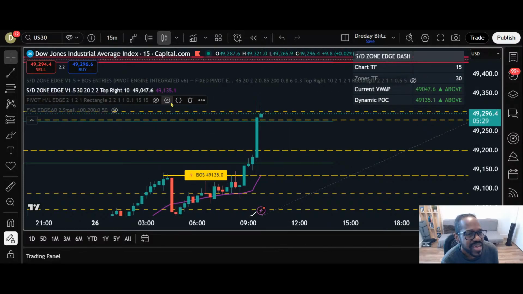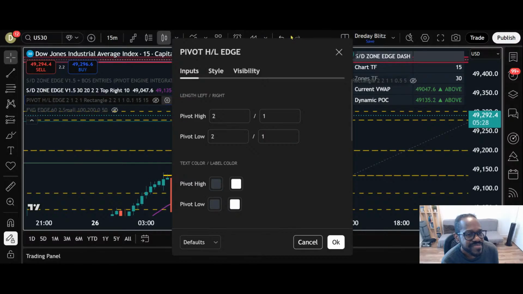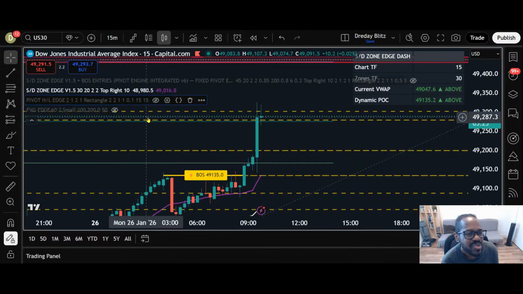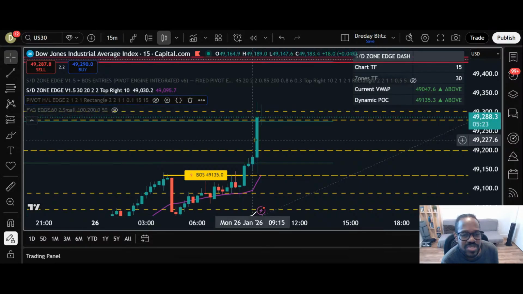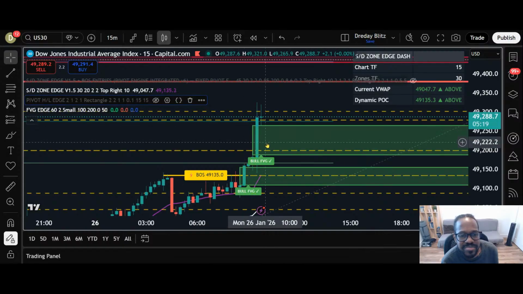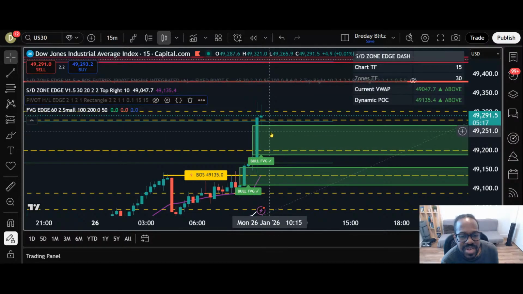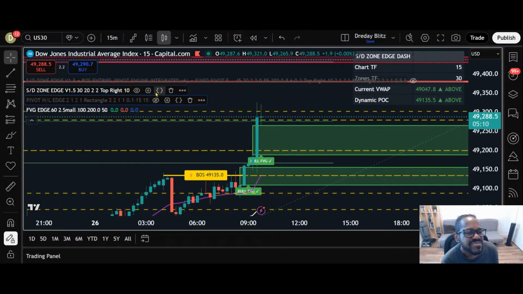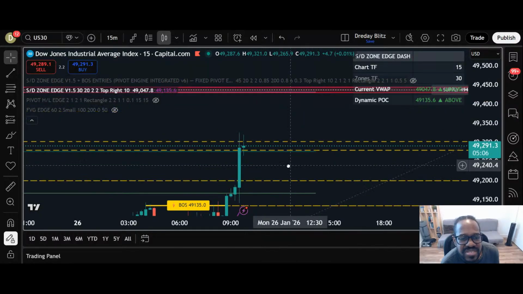most likely a fair value gap here. And I'm going to open up the fib. So we should see a fair value gap appear pretty much right here. Yep. You see it? We have one here and one here. So most likely we're going to get a bounce here off of it.